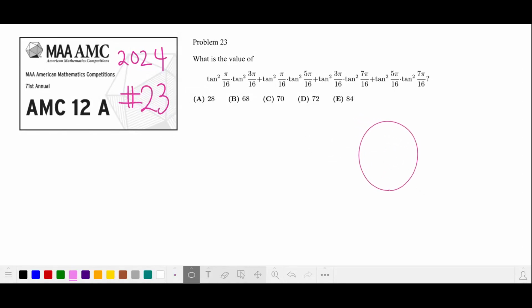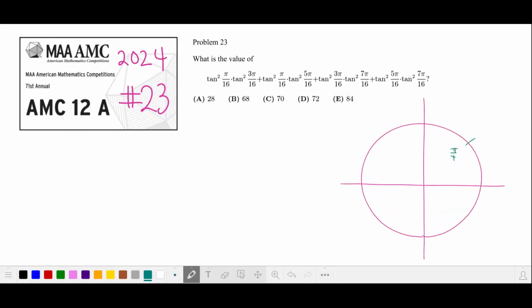Let's locate these angles on the unit circle. This is pi over 4, and we have pi over 8 and 3 pi over 8. And then our angles are in between. Here's pi over 16 and so on. They're all located in the first quadrant, and they're evenly distributed between 0 and 90 degrees.